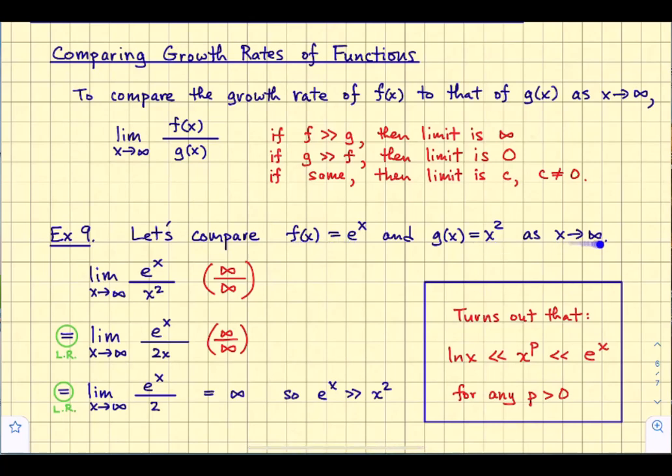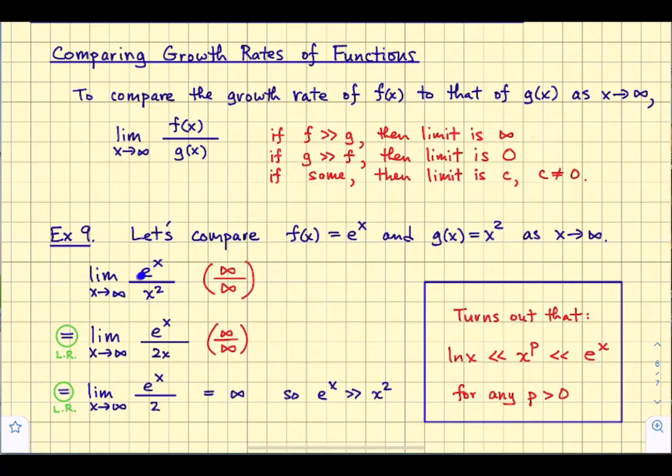So let's compare the growth rates of, say, the function e to the x and the function x squared as x goes to infinity. So we just want to form the quotient e to the x over x squared, and we want to take the limit as x goes to infinity. Now if you stare at this, this is an indeterminate form. The numerator is going to infinity, the denominator is going to infinity. So we'll just have the race. We'll let x go to infinity, and we'll use L'Hopital's rule here.